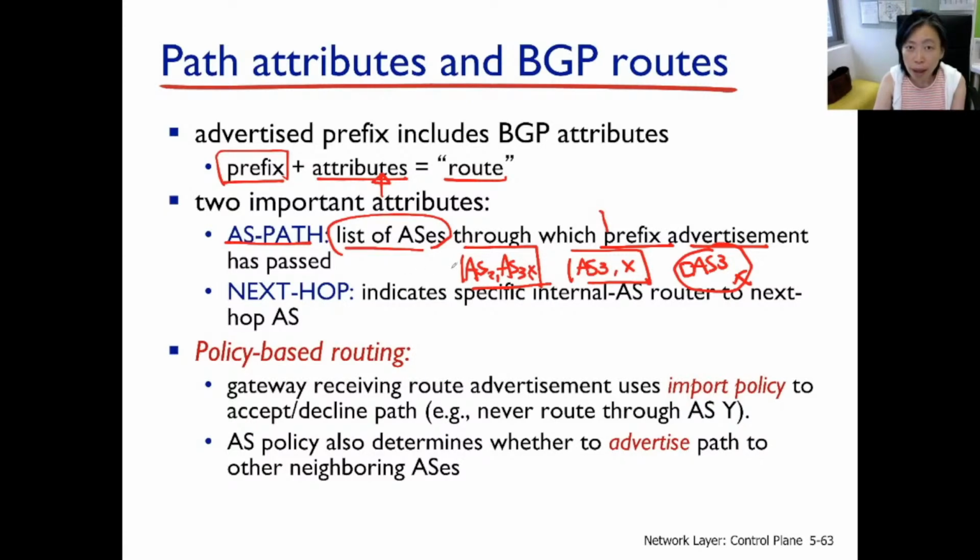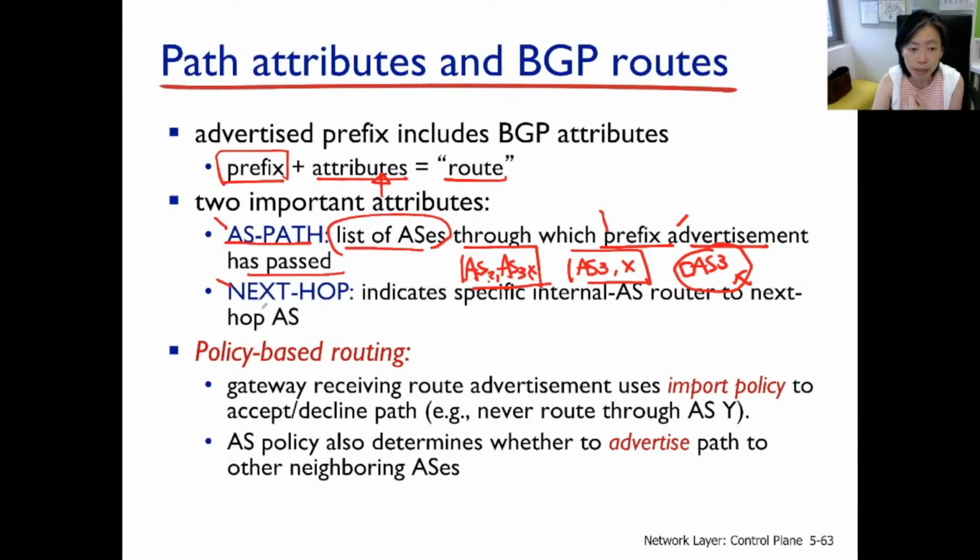So now AS2's neighboring AS receiving such an advertisement will discover a path to go from AS2, AS3 to destination X. So the list of ASs through which the prefix advertisement has traversed is the AS path. That is one, and the most important, part in the attribute set.